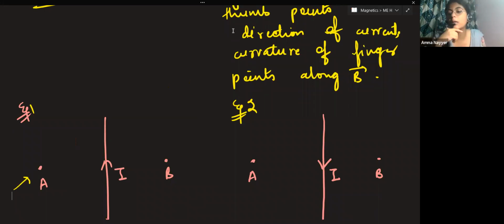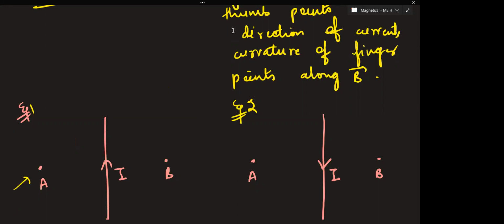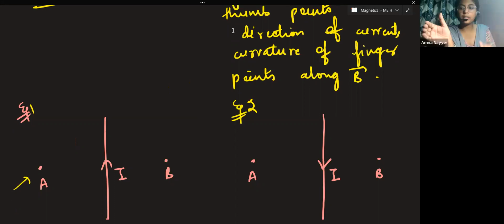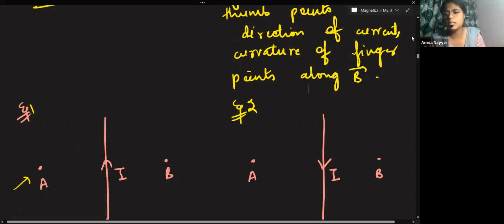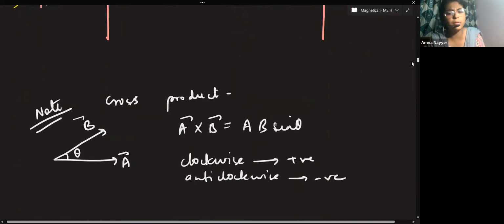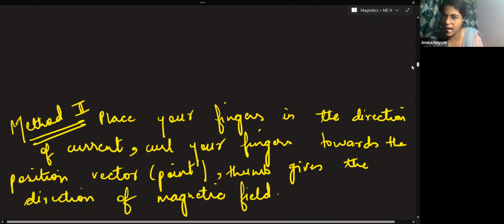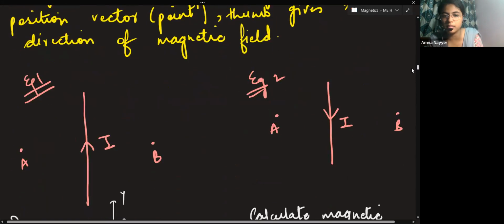Similarly, if you want to calculate it for point B, we'll have the thumb in the direction of current. Point B is located here. So the thumb is pointing towards the screen, into the screen. So that will make it inwards. This was the first method. The second method was much easier, and I would not suggest any one method because both the methods will give you the same answer. I myself prefer the second method.